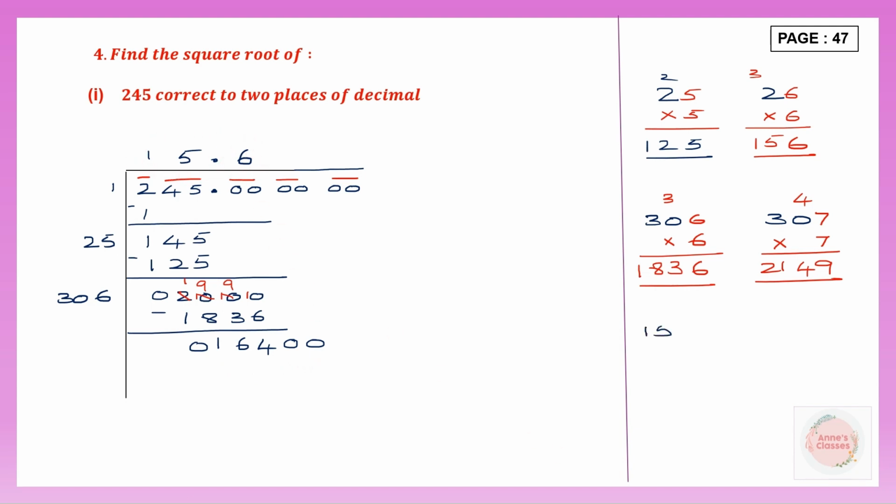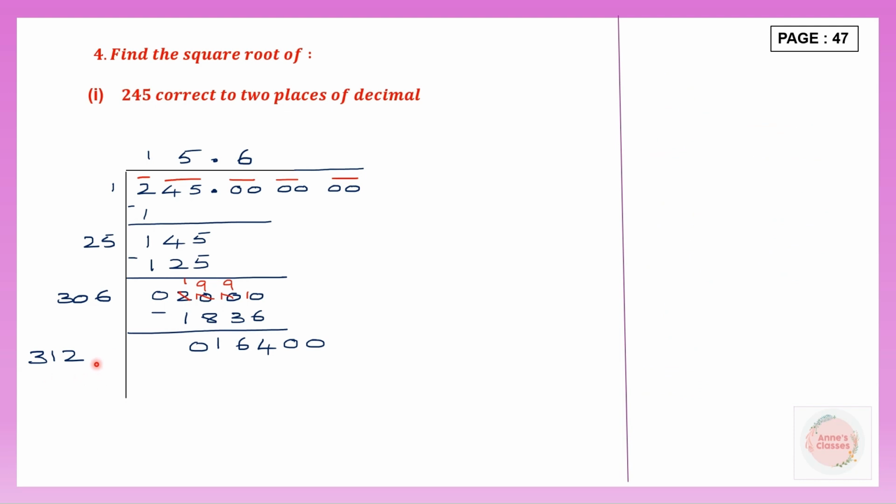Let's double it. 156 into 2. 2 6s are 12, carry 1. 2 5s are 10 plus 1, 11, carry 1. 2 1s are 2 plus 1, 3. We have 312. So let's write 312 here. Now next to 312 we have to write a number and multiply by it to get a number close to this. So let's try that.